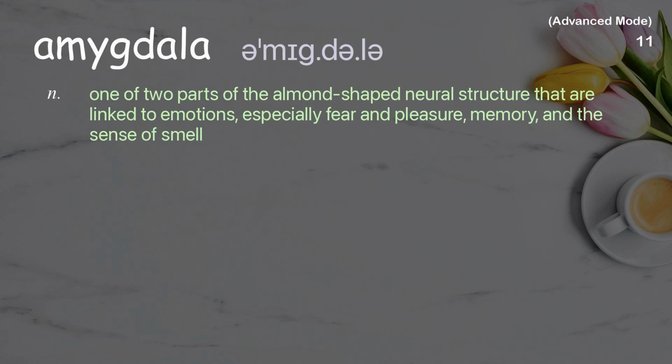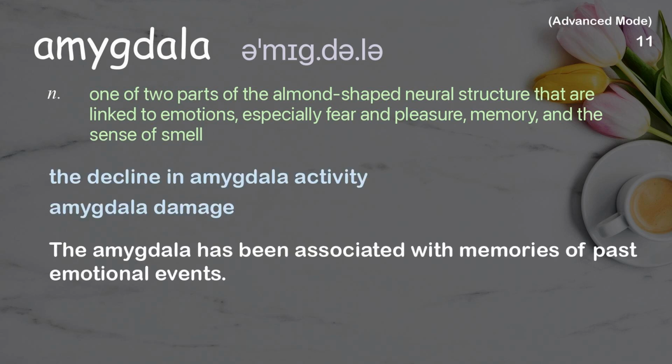Amygdala. One of two parts of the almond-shaped neural structure that are linked to emotions, especially fear and pleasure, memory, and the sense of smell. Examples: The decline in amygdala activity. Amygdala damage. The amygdala has been associated with memories of past emotional events.